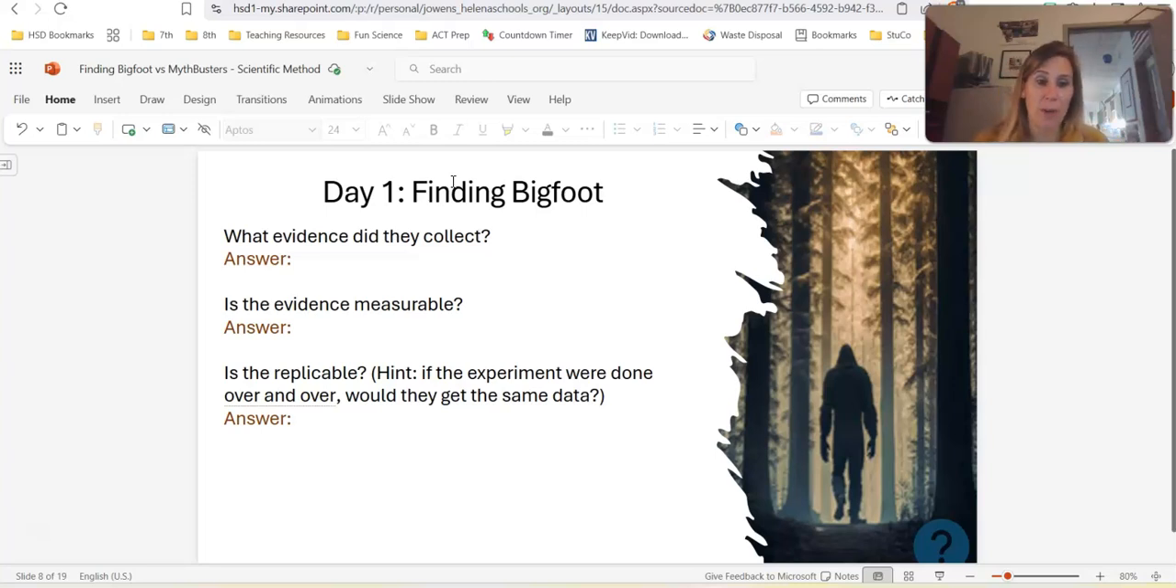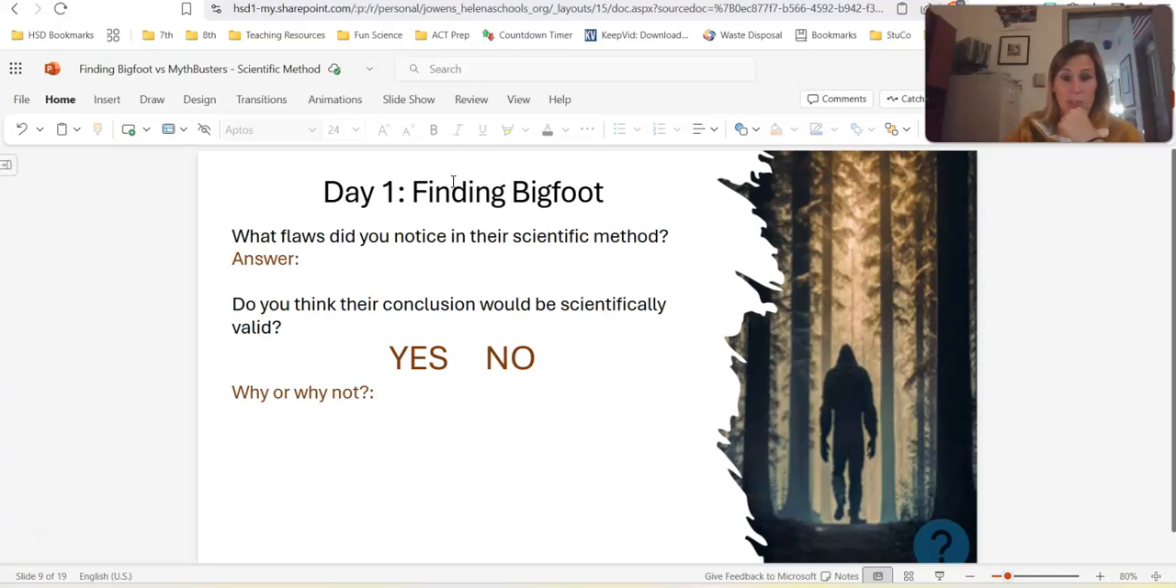This is a big one. If they were to run this experiment over and over and over again, are they going to get the same data? If you run an experiment more than once and you don't get the same data, you've got to keep running it until you get it, or tweaking it until you get the same data over and over. Otherwise, you can kind of chalk your first one up as a fluke. Okay, this is an anomaly, it wasn't supposed to happen that way.